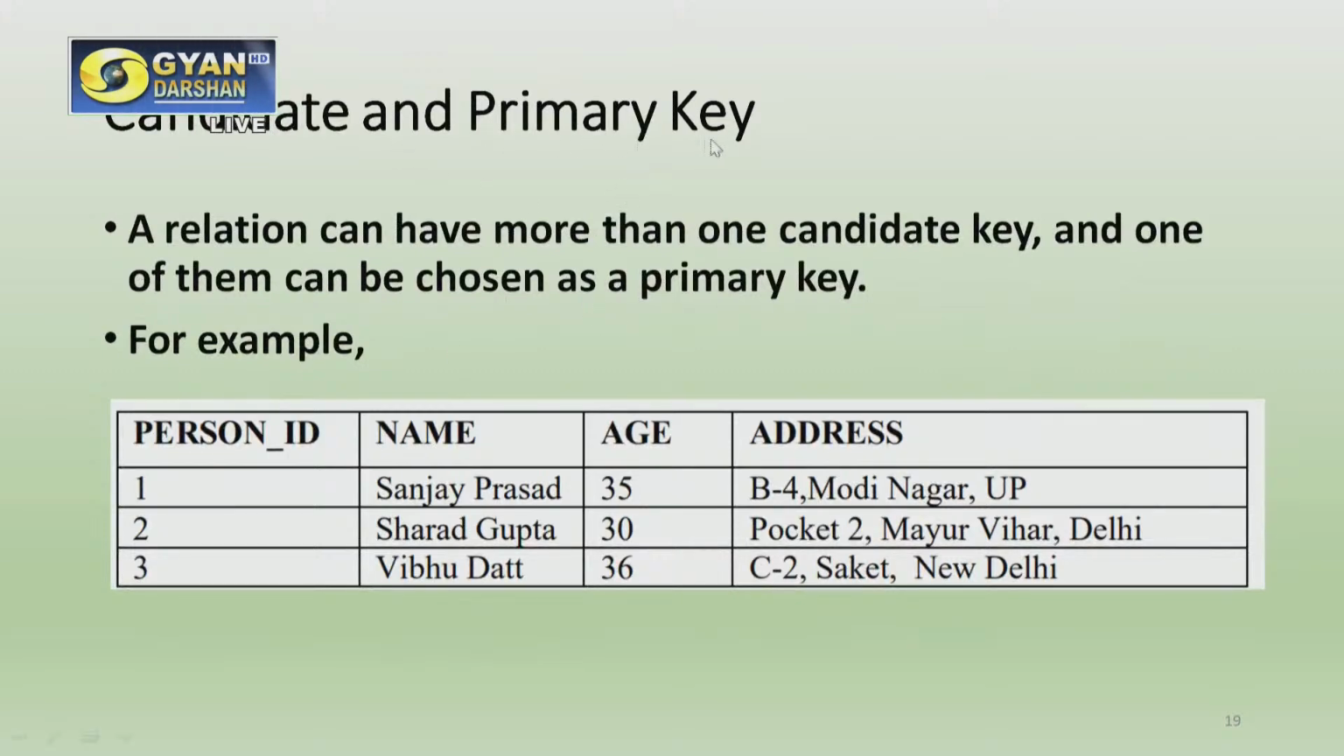Finally, the primary key. A relation can have more than one candidate key, and one of them can be chosen as the primary key. So person ID can be chosen as the primary key, because we have designed this particular key to be of that kind. We are giving a different person ID to each and every person. So this can be chosen as the primary key in this situation.